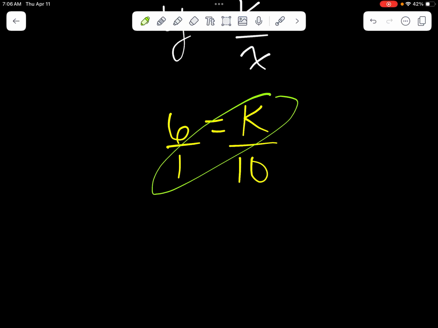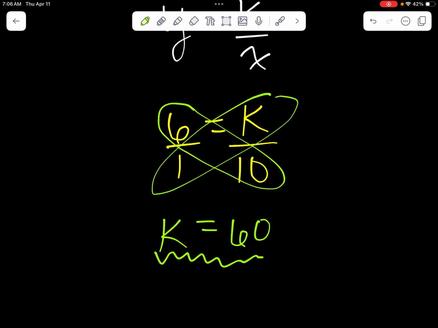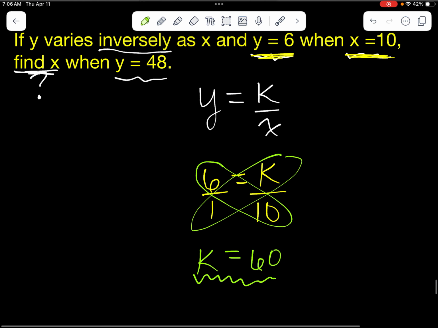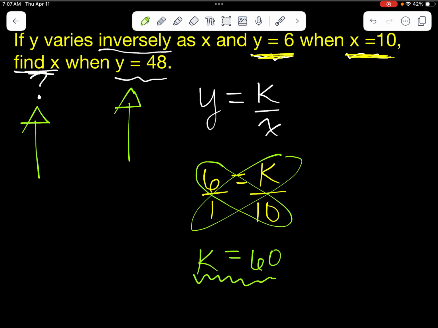I'll start with my letter here. 1 times k is k. Bring down the equal sign. And then 6 times 10 is 60. So we're going to use this constant of 60 to actually answer the question. The question is saying, what's the value of x right here when y changes to 48?